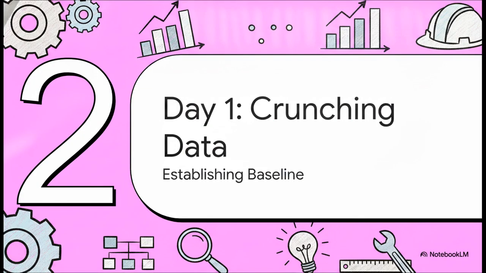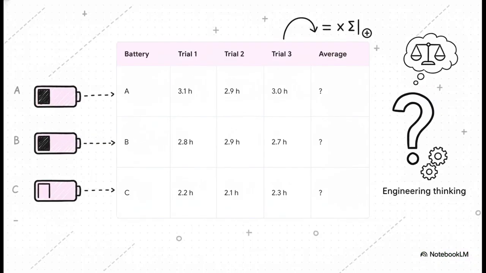Moving on to Section 2. Day 1, crunching the data, establishing the baseline. So on day 1, the teacher hands the student teams this exact raw data table. They aren't just handed the answers, right? They actually have to do the work. They see battery A, B, and C, each with 3 different trial runtimes. Their first task is to compute the average runtime for each battery.